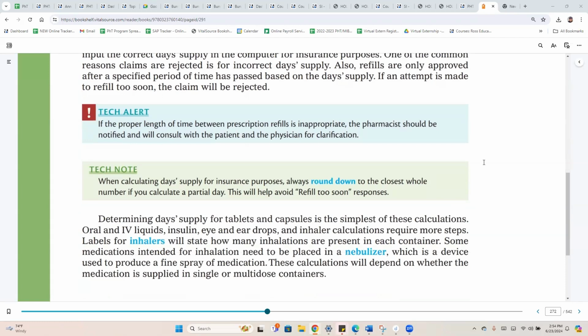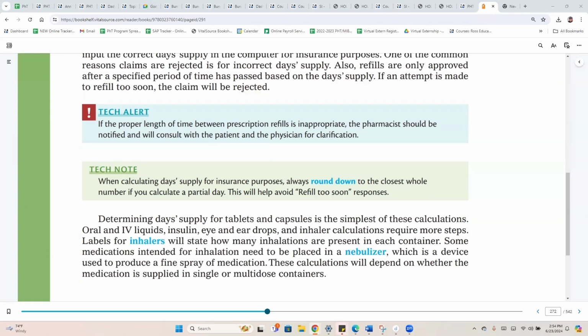So just some notes here. If the proper length of time between a prescription refill is inappropriate, the pharmacist should be notified and will consult with the patient and the physician for clarification. When calculating day supply for insurance purposes, we're always going to round down to the closest whole day number if you calculate a partial day. This will help avoid refill too soon responses.